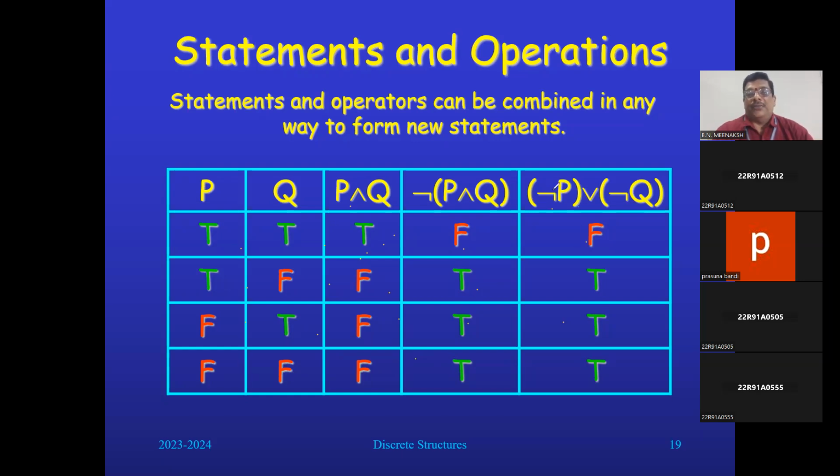Then negation of P union negation of Q. Negation of P, where P is true, becomes false, and Q being true also becomes false. False disjunction with false, the resultant will be false. The negation of P is false and negation of Q is true, then false and true becomes true. The negation of P is true and negation of Q is false, then the resultant will be true. If both are true, then the resultant will be true. So this is an example of compound propositions.